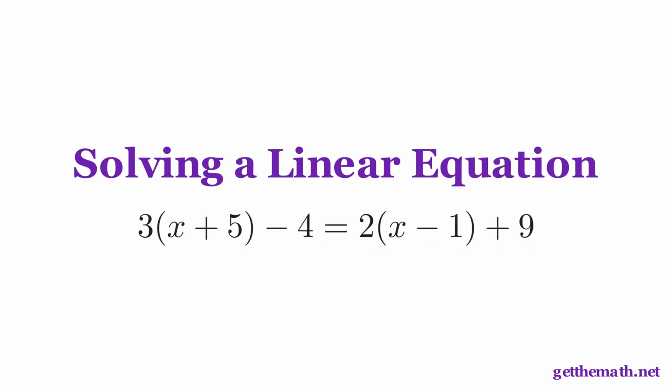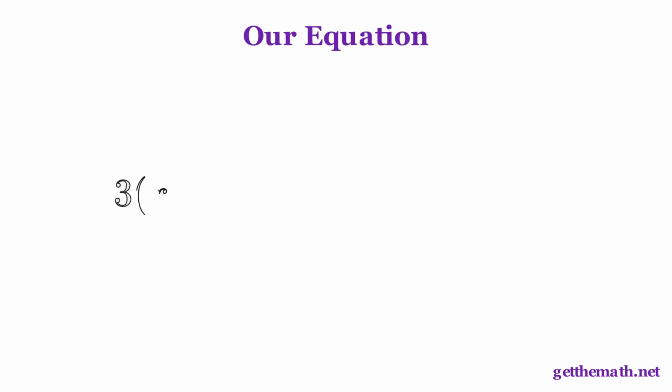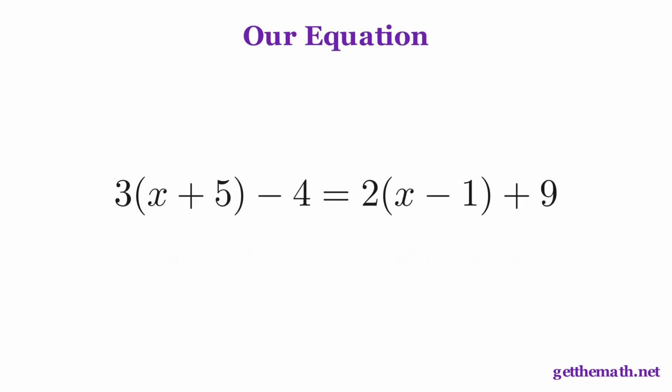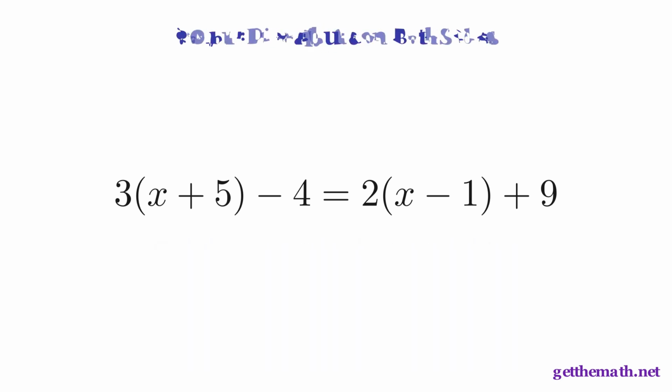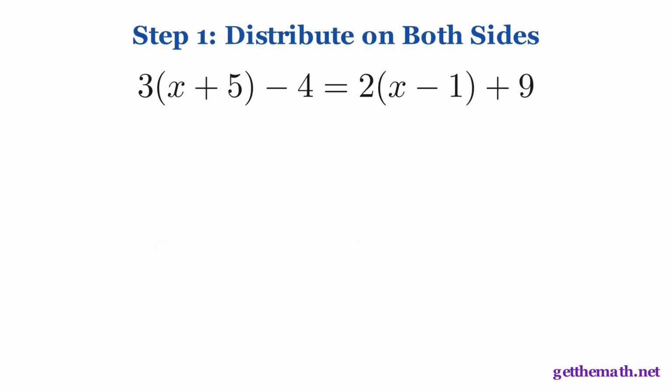In this lesson, we are solving a linear equation that has parentheses on both sides. The equation is 3 times the quantity x plus 5 minus 4 equals 2 times the quantity x minus 1 plus 9. When you see parentheses like this, the first thing we always do is distribute. That means we multiply the number outside the parentheses by every term inside.